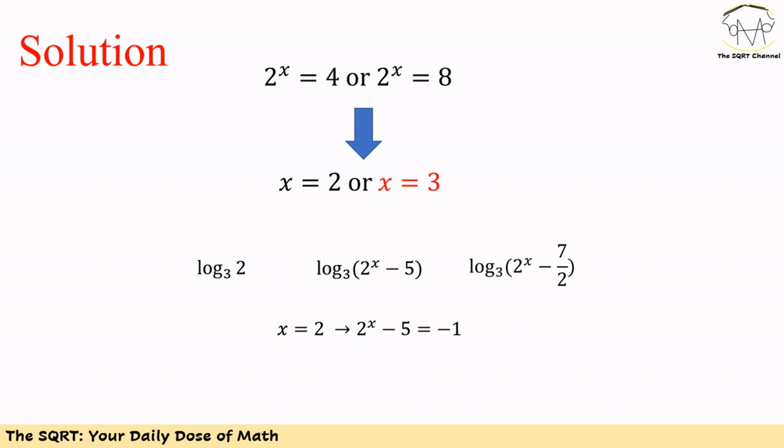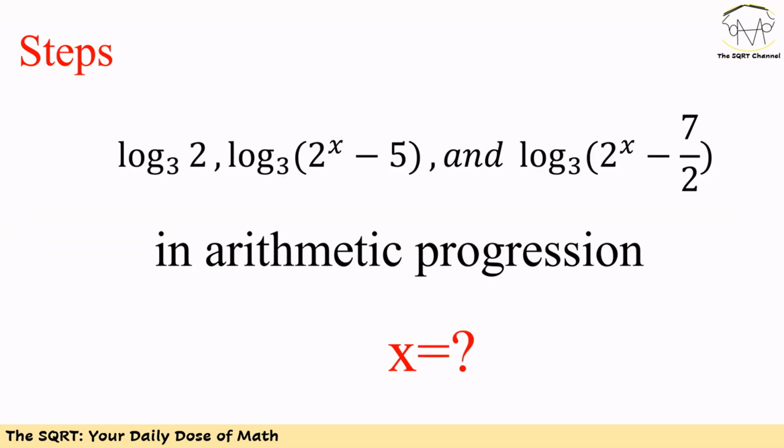If we pick 2, then you can see that 2 to the power of x minus 5, which is one of the numbers that we have inside log, is going to be negative, which is not acceptable. The only answer that we have is x is equal to 3.